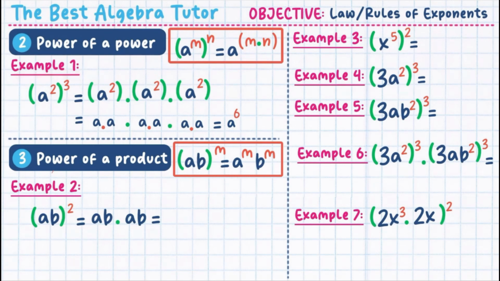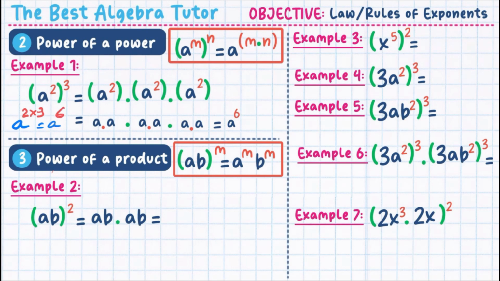So example 1, we have a squared raised to the power of 3. According to this law, we are going to keep our base a and we're going to multiply our exponents. So my base is a, my exponents are 2 times 3. My final answer is a to the power of 6.